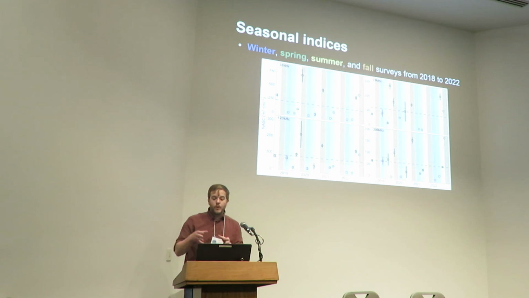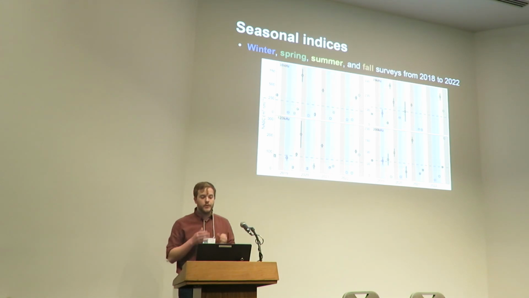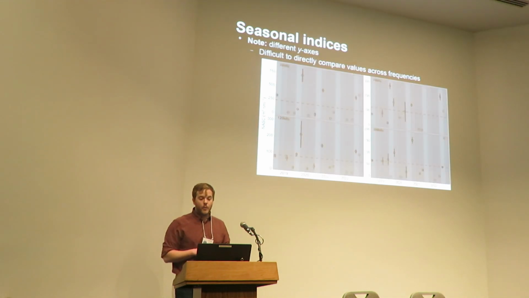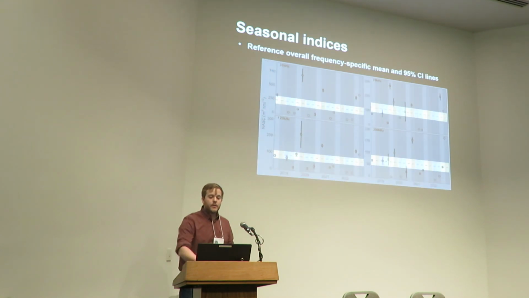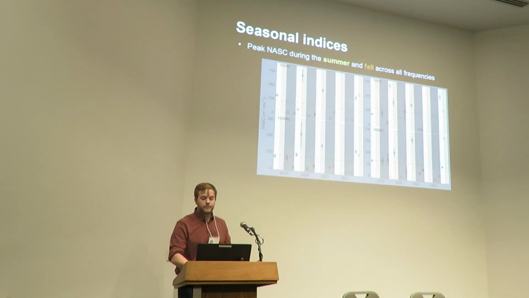And so we can end up looking at plots like this where each panel corresponds to a specific frequency, with the colors corresponding to winter, spring, summer, and fall from all of our surveys from 2018 to 2022. The y-axis is our mean NASC, the x-axis is our date time, and just note that there are different y-axes, and for the most part, it's very difficult to directly compare NASC values due to different resolutions of our frequency measurements. So instead, what we should really be looking at is comparing each value to the overall frequency-specific mean and 95% confidence interval, which are these dashed and dotted lines.